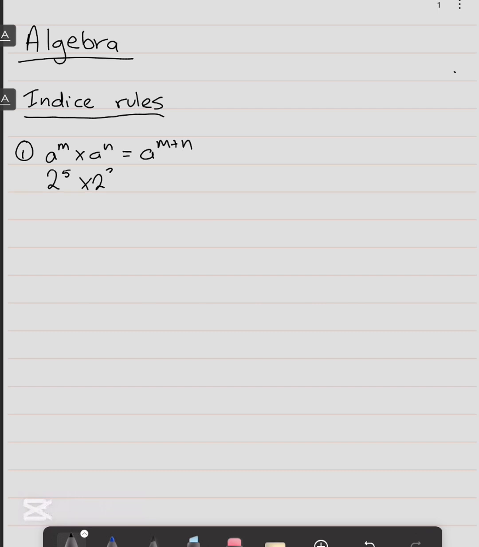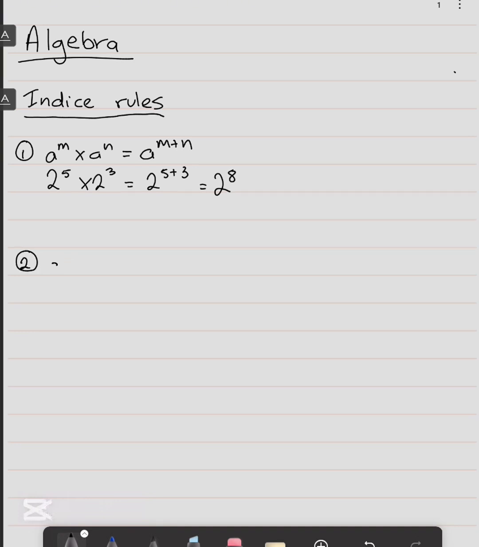Our first indice rule is the adding power rule. We covered this in our previous video. The rule is a to the power of m times a to the power of n is equal to a to the power of m plus n. An example of this is 2 to the power of 5 times 2 to the power of 3 equals 2 to the power of 5 plus 3, which is 2 to the power of 8.